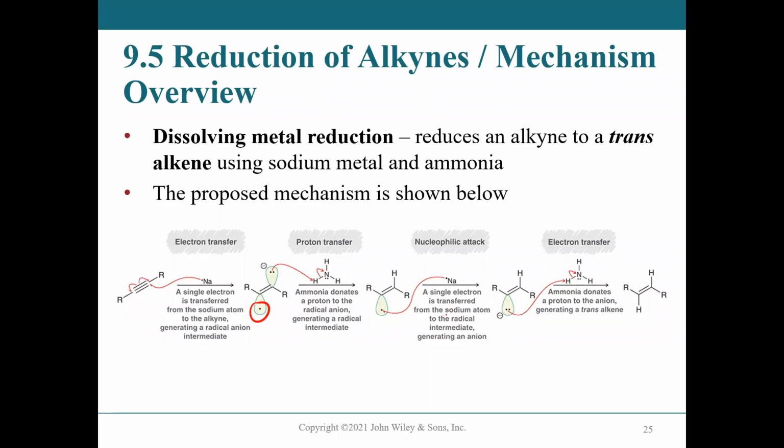So a single electron is transferred from the sodium atom to the radical intermediate, generating an anion. Now instead of a radical, we have an anion. And that anion can get a proton from ammonia. So ammonia donates a proton to the anion, generating a trans alkene. We can see that this is in the trans position right here. So I'm just going to leave that up because I know a lot of you are seeing this mechanism for the first time.